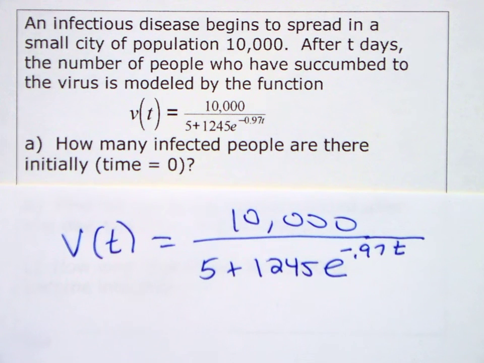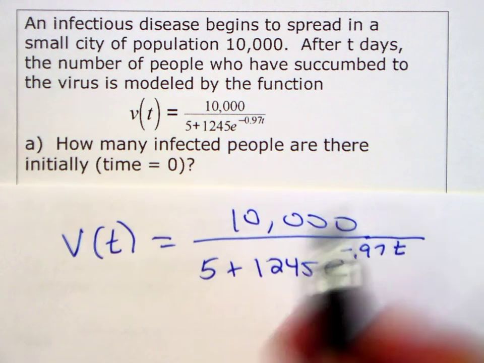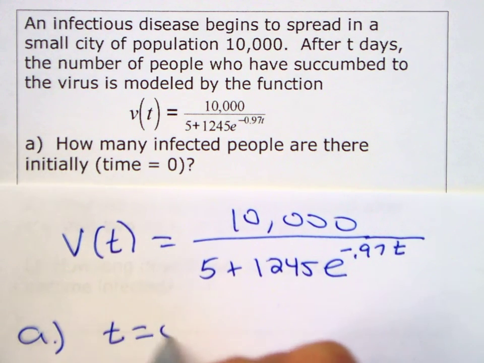So for letter A, initially, what does initially mean? The beginning, like when you initially start something, it's this big. And I even gave you time equals 0. So all we're going to do for A is let t equal 0. So V of 0 equals 10,000 over 5 plus 1245e to the negative 0.97 times 0.